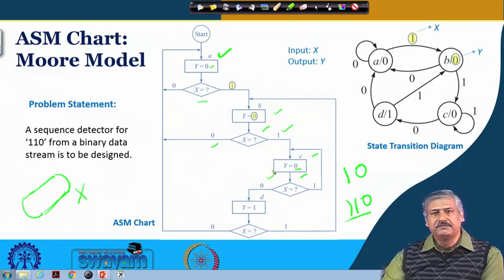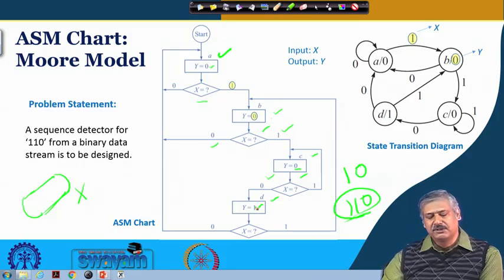If it is 0, that means all 3 bits have been properly detected. So it goes to state D and generates the output y is equal to 1. As long as it is in state D, output remains at 1. But at state C, if x is equal to 1, so 1, 1, then again you have received a 1. After that, if you get a 0, it will be properly detected. So it stays at C. If 1 is received, it stays at C.